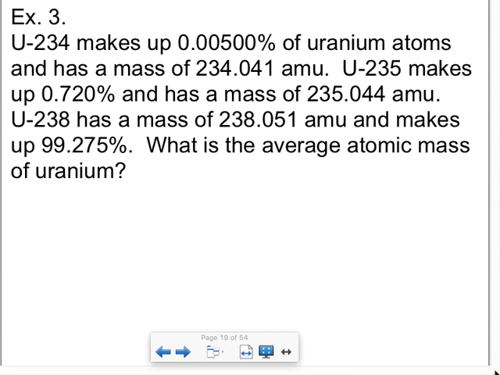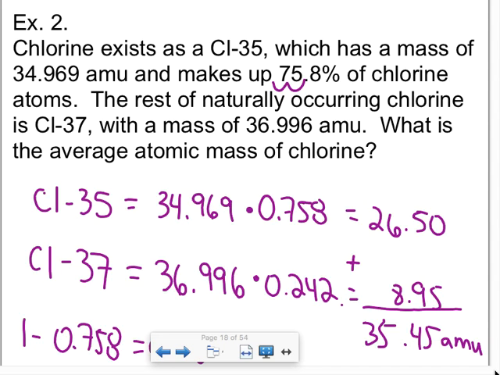What's the 35 mean in chlorine-35? That's isotope 35, and this is isotope 37. It's like carbon-12, carbon-13, carbon-14. There's more than one form. They both have 17 protons, but their number of neutrons are different. So this one has 2 more neutrons.